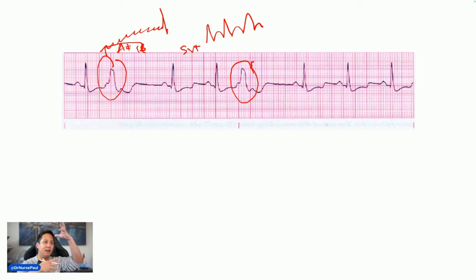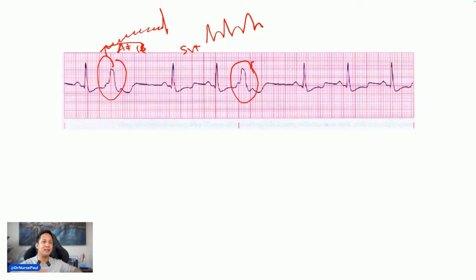AFib, A-flutter, the difference is regularity. SVT, sinus tach, the difference is P wave. But AFib and SVT don't look exactly the same. They're totally different, different spectrum. So you're not going to confuse that, because AFib has QRS and abnormal Ps.